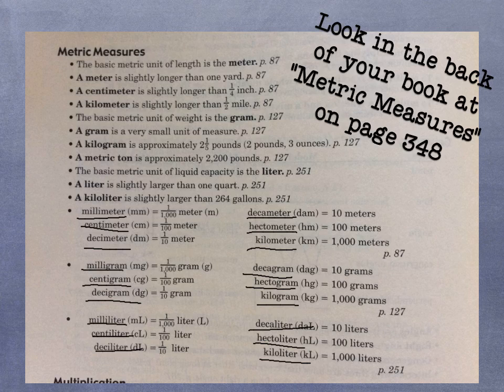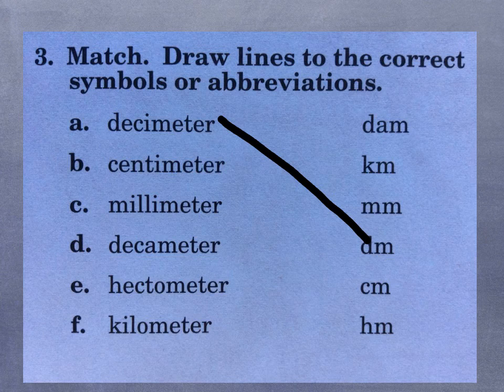And this would be another reason to look at the back of your book under metric measures on page 348. We looked at this earlier, because they show what the prefixes are. Like we just did, the decimeter is DM. And if you look here, right there, decimeter is DM. So you kind of have all the answers to each one right there. But we'll still do them together.